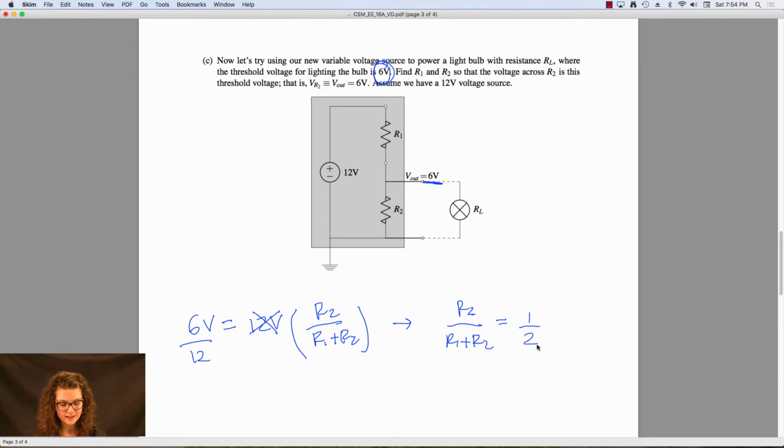This is a pretty open-ended question, actually. There are infinite answers. As long as R1 and R2 are equal to each other, this expression will be satisfied. So there's no real answer for this question other than just R1 equals R2. If you like, you can choose numeric values for them. We can say that they're both 6 ohms, or 6 kiloohms. That's more realistic. This is one possible solution.